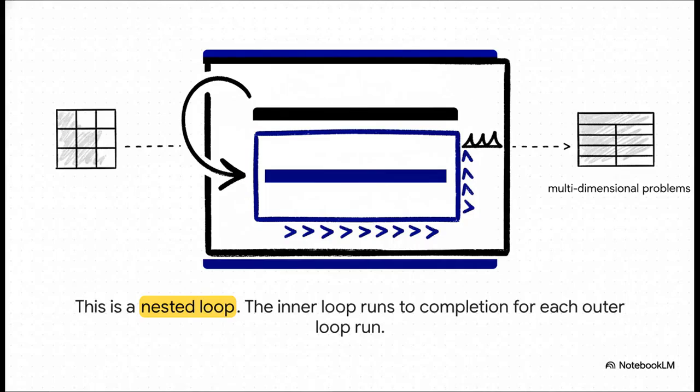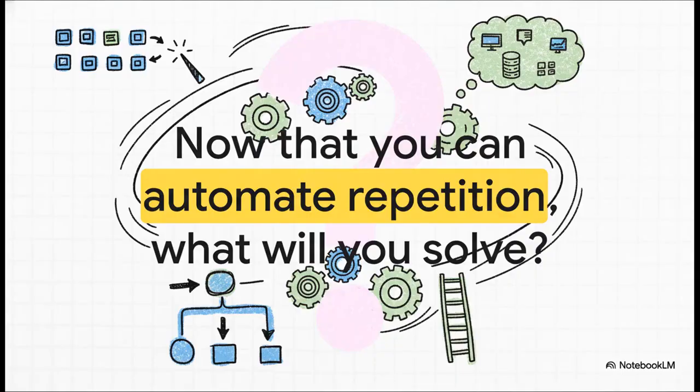And one last really powerful idea to leave you with: nested loops. This is literally what it sounds like, a loop inside of another loop. The clock on your wall is a perfect example, right? For every one time the hour hand moves forward, that's the outer loop. The minute hand has to go through its entire 60-minute cycle. That's the inner loop. This is a game changer for working with things like spreadsheets, game boards, anything with rows and columns.